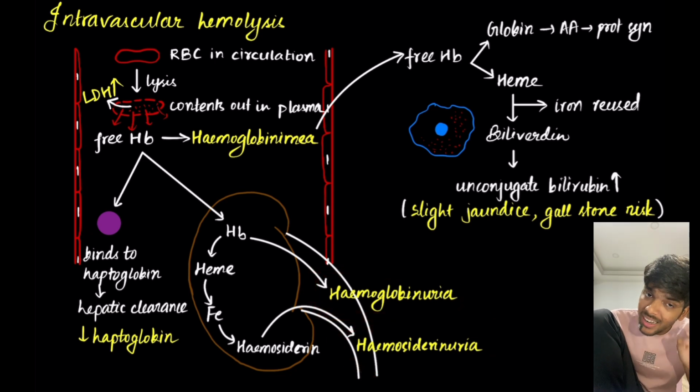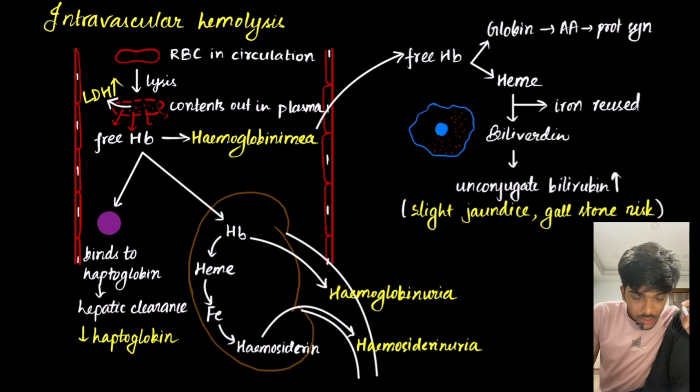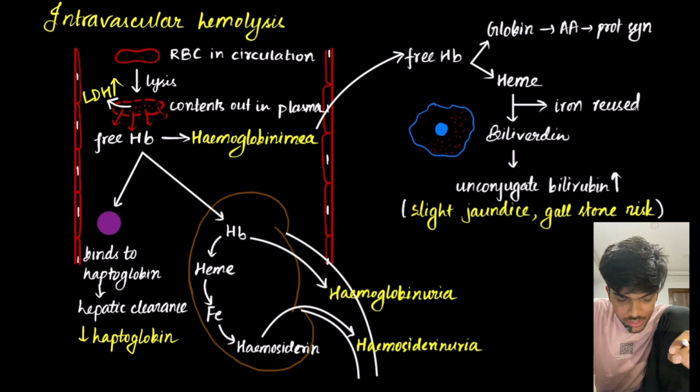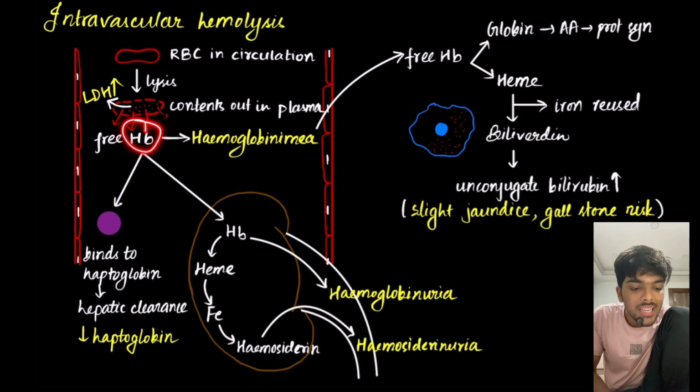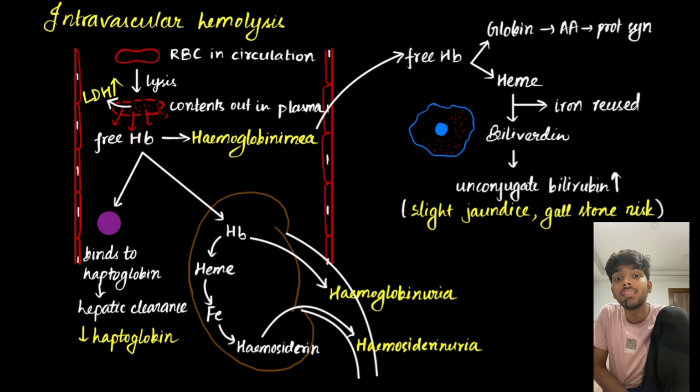However, even in intravascular hemolysis, even though RBCs are destroyed within the blood vessel, hemoglobin can reach outside the blood vessel, like in the kidney and even the reticuloendothelial system.